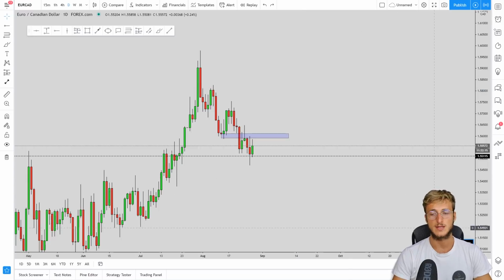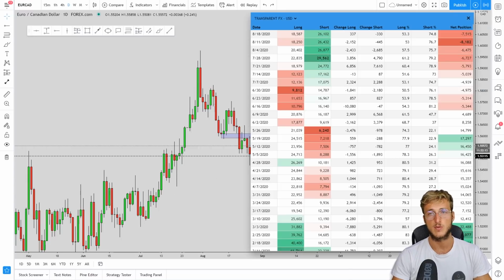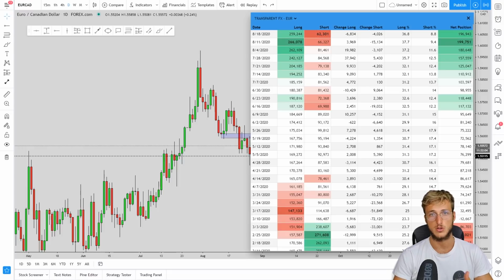Now, before I show you that, let's give a quick check at what we have from a euro and a CAD perspective if we look at the COT data, so the commitment of traders and what the biggest banks and institutions are currently doing in the market.